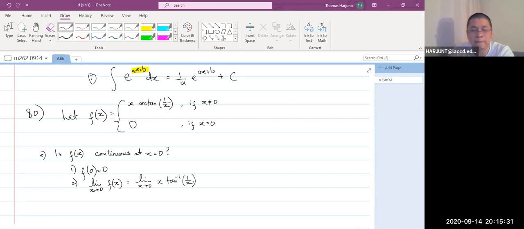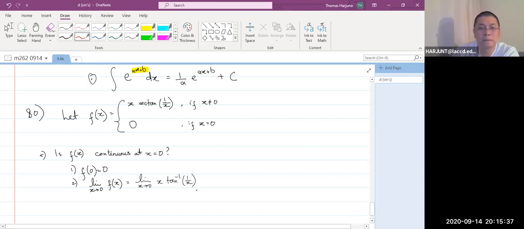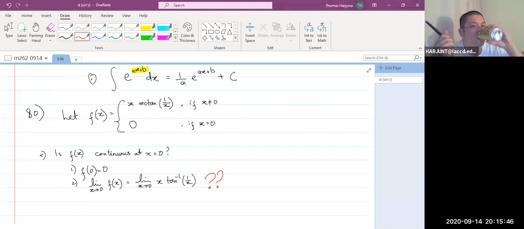How do we do this? Any idea? No L'Hopital rule. You cannot use L'Hopital rule, at least because we have not learned L'Hopital rule. Anybody? This is actually calculus 1 though. This is not calculus 2. This is calculus 1.